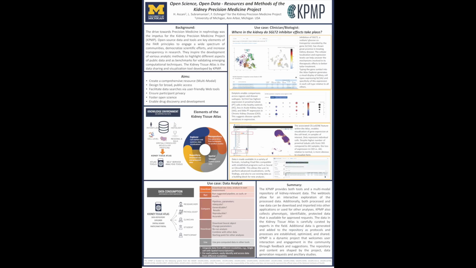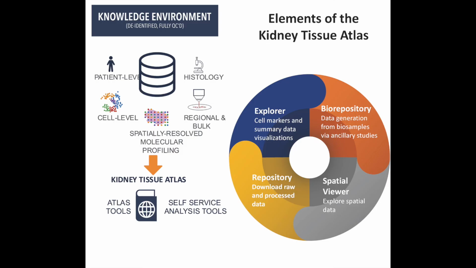The KPMP knowledge environment integrates diverse types of data, including clinical, histology, regional data, bulk sequencing data, cell-level sequencing data, and spatially resolved molecular profiling data to form the Kidney Tissue Atlas. The Kidney Tissue Atlas is comprised of 4 elements: a biorepository of tissue samples from which data is generated, a data repository from which users can download raw and processed data, an explorer that highlights cell markers and summary data visualizations, and a spatial viewer to explore spatial data.